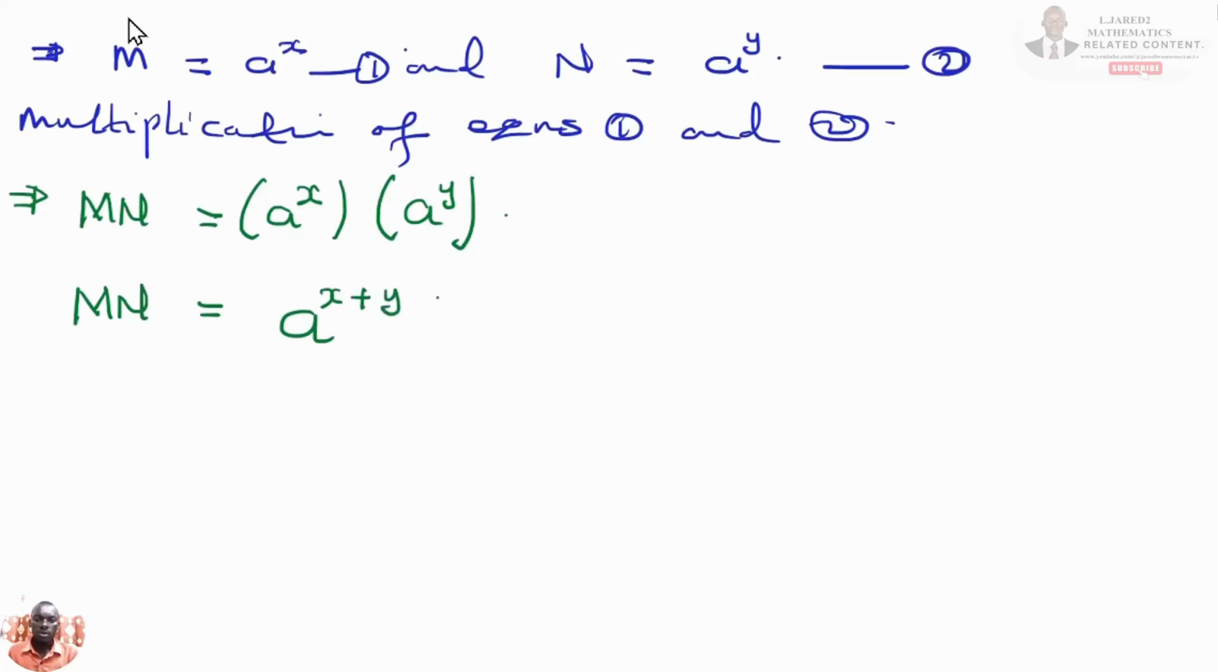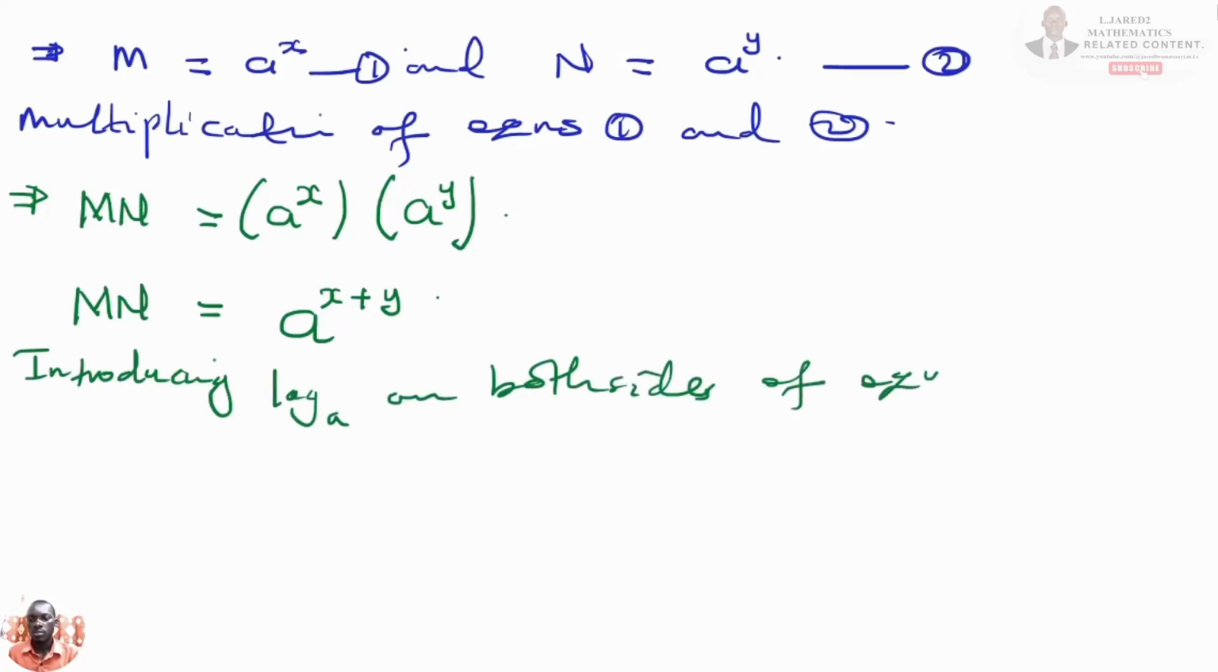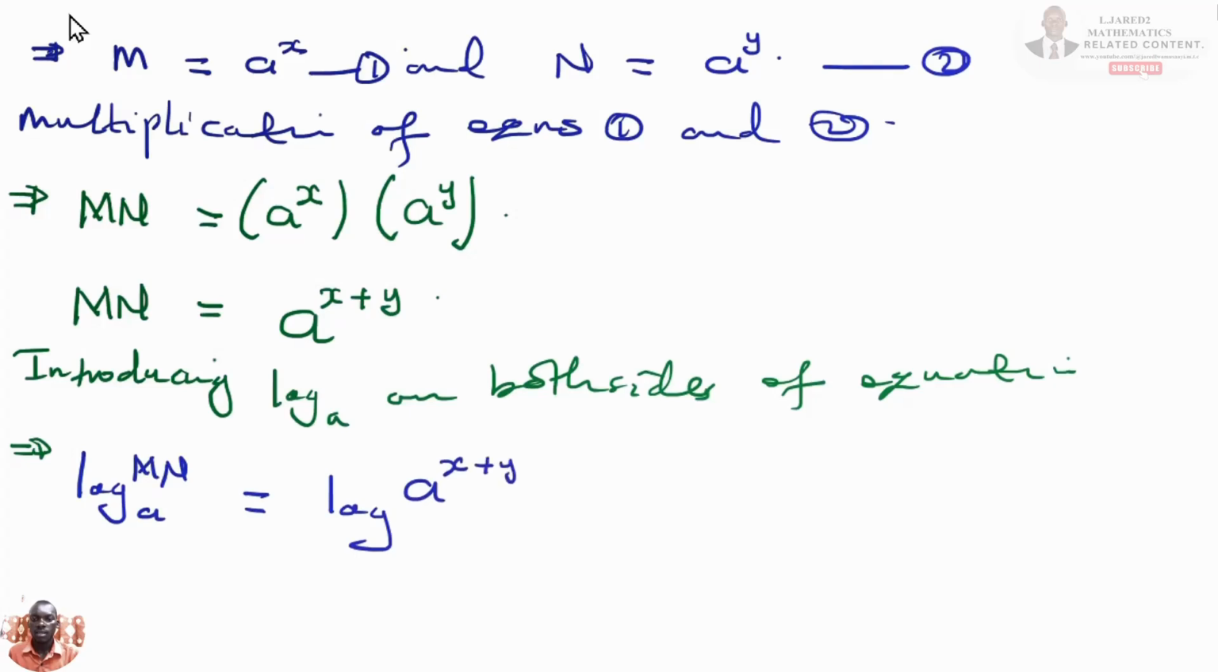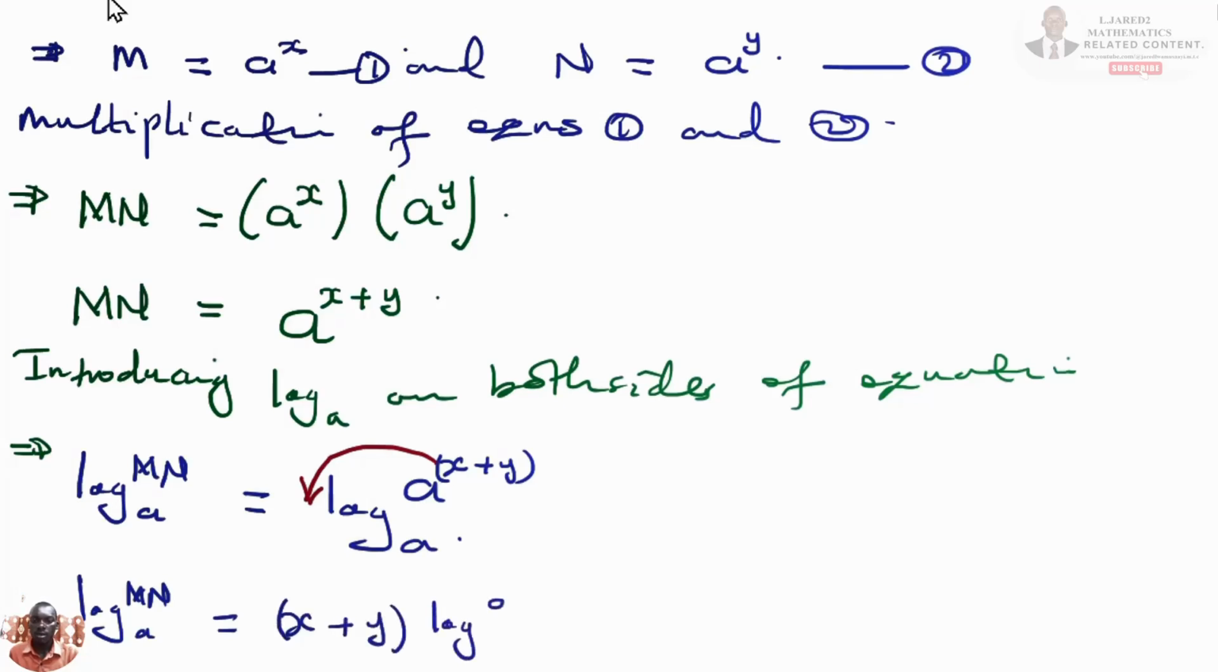Then from here, we are going to introduce logarithm to base a on both sides of the equation. So this implies that I'm going to have the log of m multiplied by n base a being equal to the log of a raised to power x plus y by base a. Now there is a rule of logarithm which says that if this is a power, it comes to the front, implying that we are going to have the log of m n base a being equal to x plus y multiplied by the log of a base a.